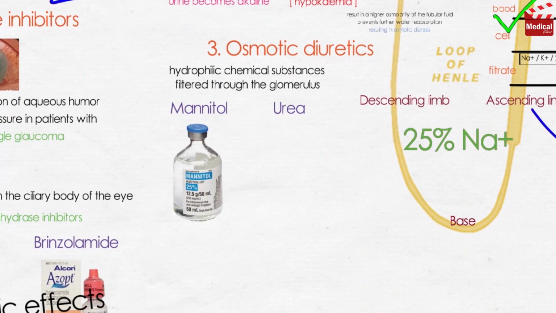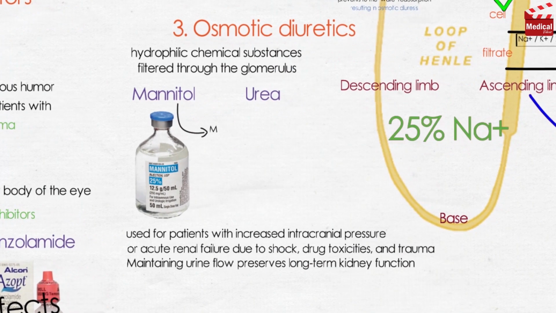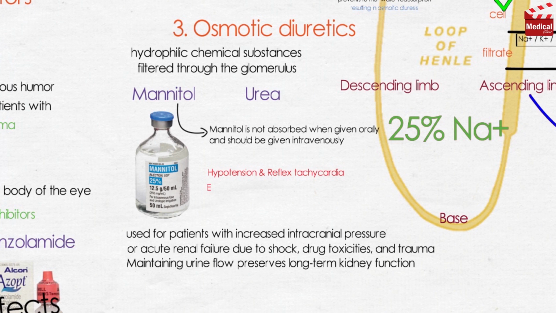They are used for patients with increased intracranial pressure or acute renal failure due to shock, drug toxicities, and trauma. Maintaining urine flow preserves long-term kidney function. Mannitol is not absorbed when given orally and should be given intravenously. Their adverse effects may include hypotension, reflex tachycardia, and extracellular volume expansion, temporarily, because the presence of mannitol in the extracellular fluid extracts water from the cells.